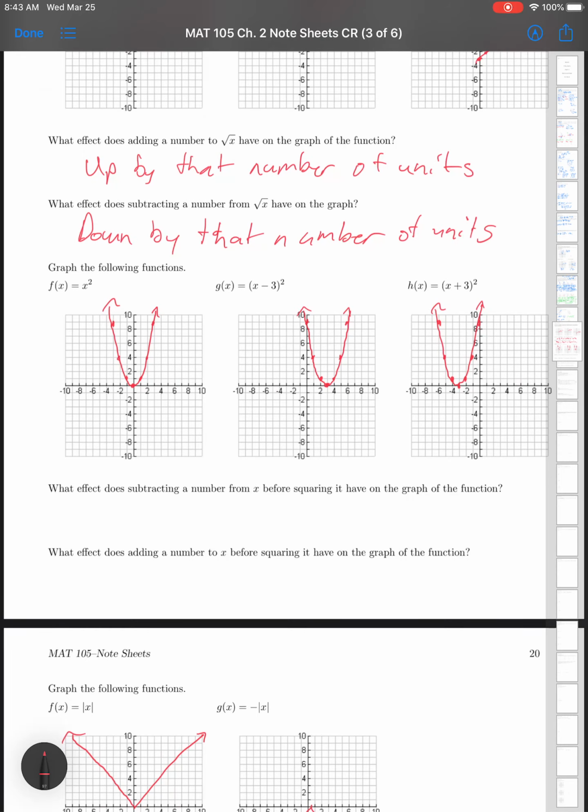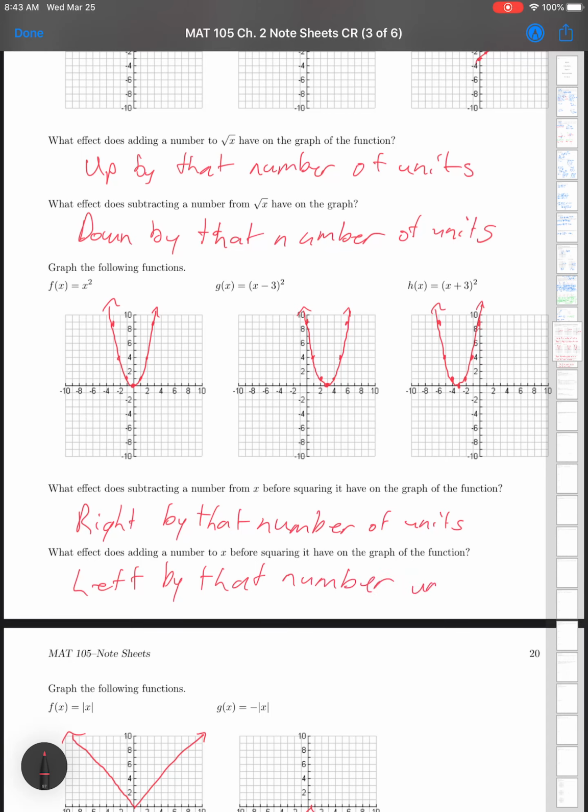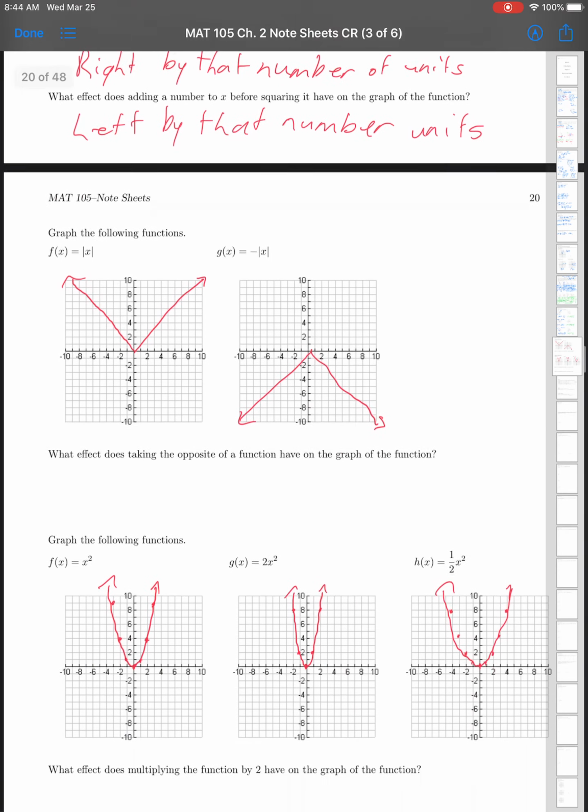Now notice here, instead of subtracting the number from the square root of x or from x squared, I subtracted it before I took the squared. And notice if I subtract it before I take a square, it moves it to the right by that number of units. And if I add before I do the operation, it moves it to the left by that number of units. So if we add or subtract after we do the operation, it moves it up or down. If we add or subtract before we do the operation, in this case squared, it moves it left or right.